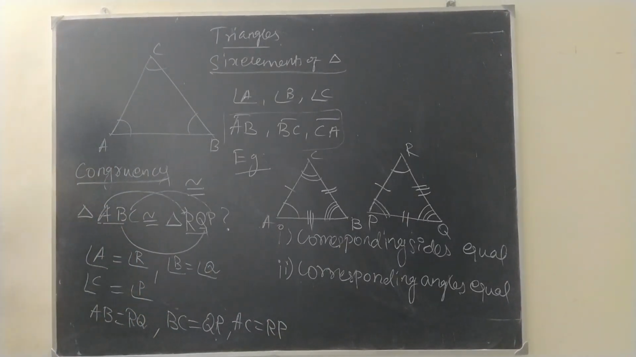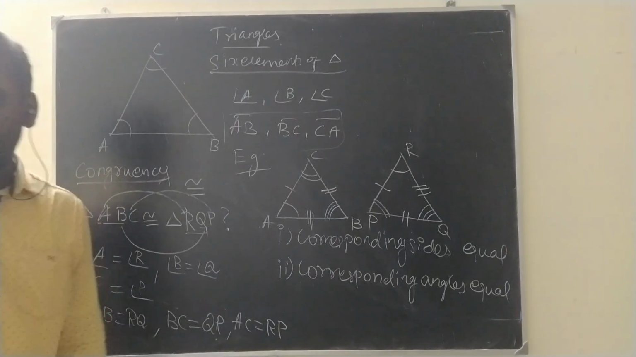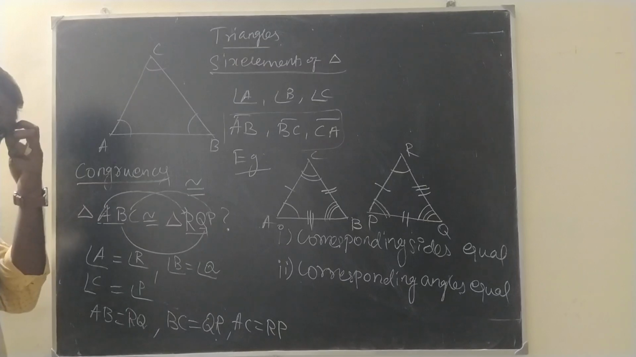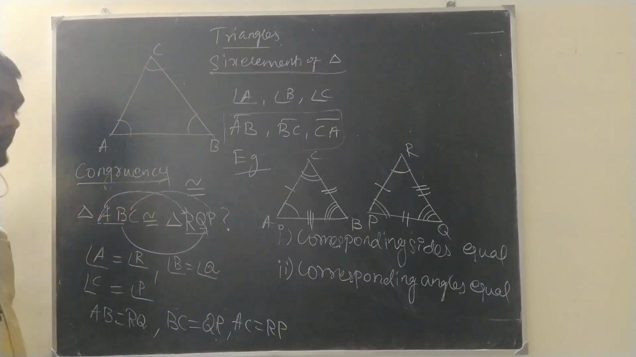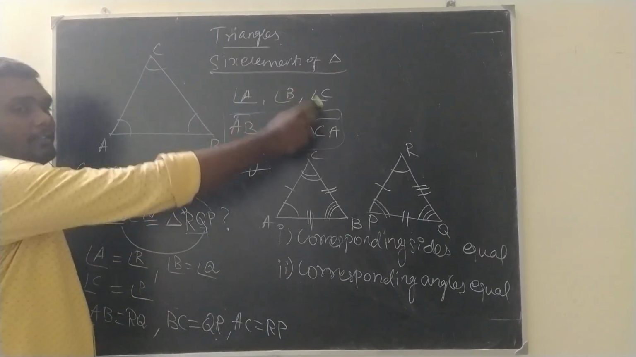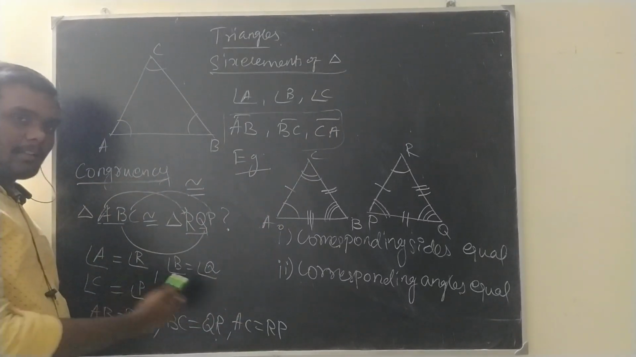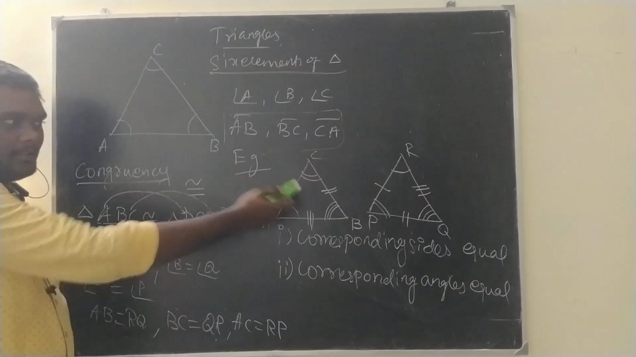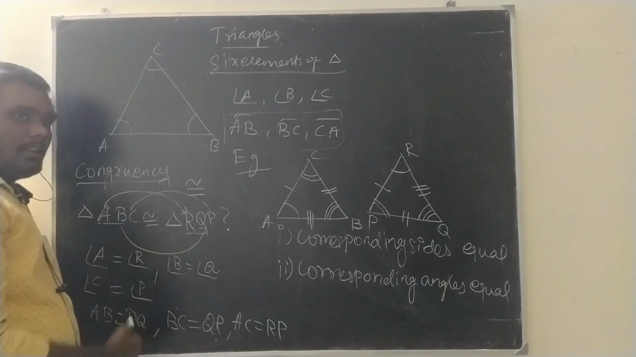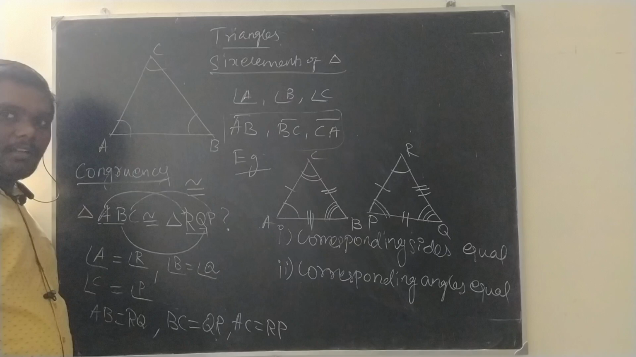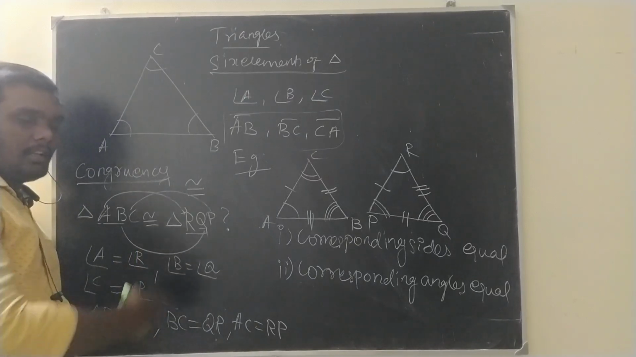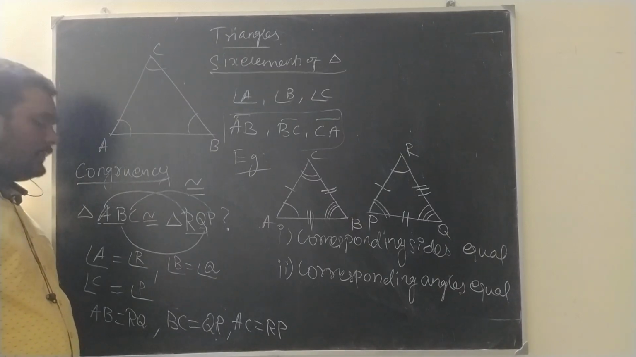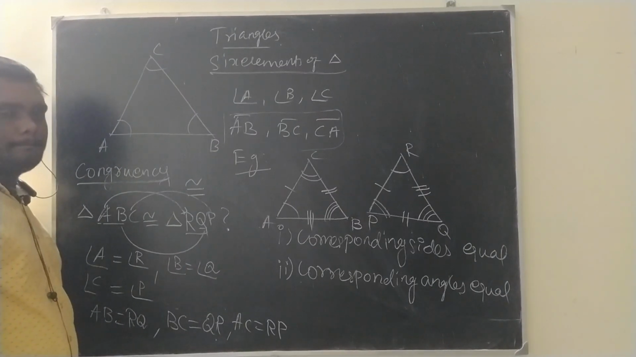AC is equal to RP. Okay. Now, can you remember what I told when I was starting? All the elements should be equal. Are they equal? The corresponding elements. These A, B, C are elements of this triangle ABC. These P, Q, R are elements of that triangle. So elements of this triangle should be equal to elements of that triangle. Then we can say these two triangles are congruent.